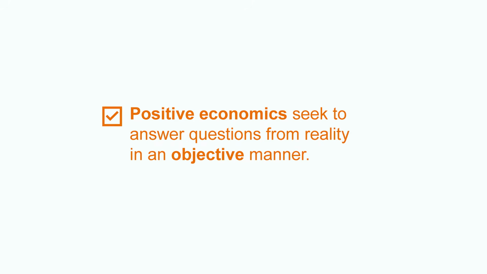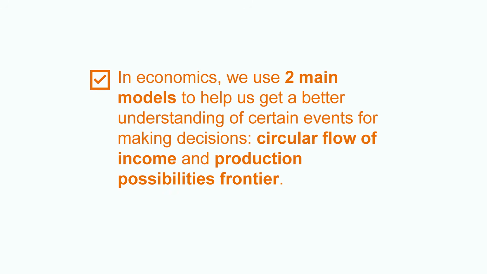Wrapping up, we've seen in this video that positive economics seeks to answer questions from reality in an objective manner. However, this is not that easy since it's very hard to recreate most events. That is why we use models to help us get a better understanding of certain events for making decisions. The two basic models we've seen in this video, for example, gave us the basic notions related to how markets operate and the process of decision-making. Those are the circular flow of income and the production possibilities frontier.